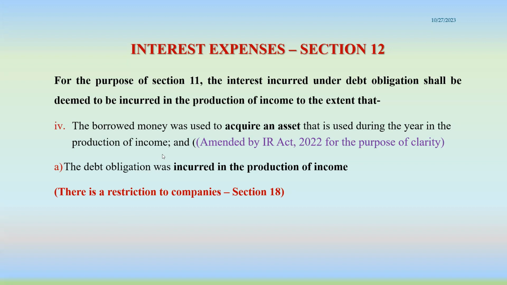That kind of, if we use that asset for the production of income, then the money we use to purchase that asset is borrowed money. Then the interest we pay in respect of that borrowed money, that is deductible under section 12. Or we can use that borrowed money as it is for expenses we can incur in the production of income.